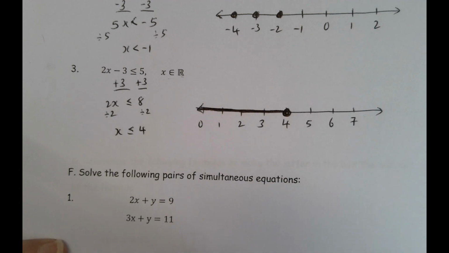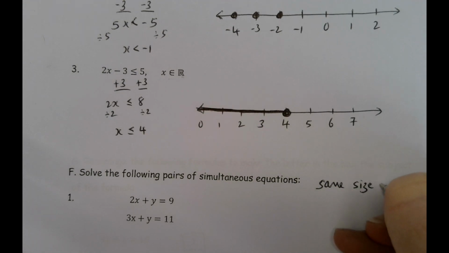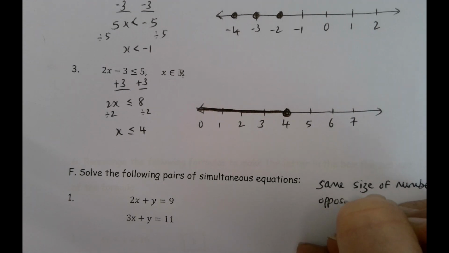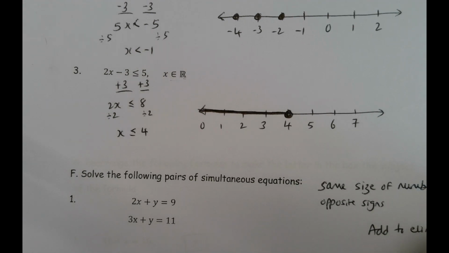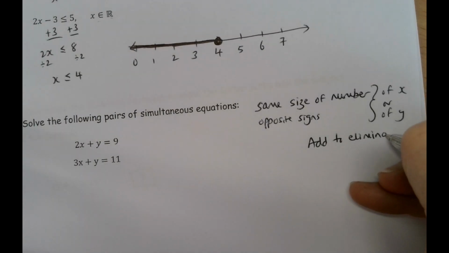Okay, we're nearly there. Simultaneous equations. What I want is the same size of the variable, the same number, and opposite signs. Because if I have the same size of number of x or y, then I can add to eliminate.